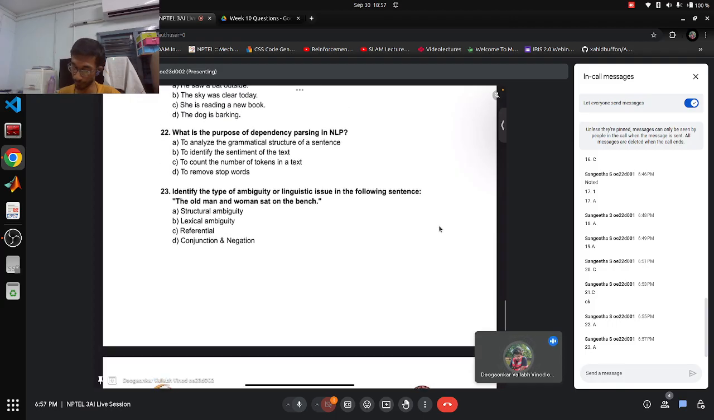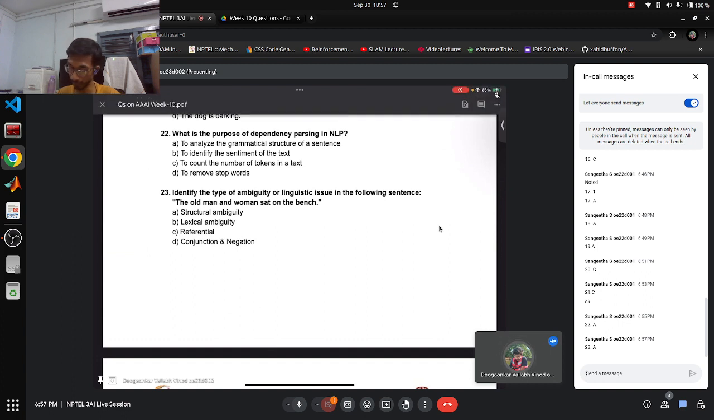Yes. So the answer for the 23rd question is also A, structural ambiguity, because in this sentence, "the old man and woman sat on the bench." In this case, it could mean that both the man and the woman are old and they are sitting on the bench. But since it is not explicitly mentioned that the woman is also old, it could mean that the woman is not old but the man is old. So this creates a structural ambiguity in the sense that the sentence could mean that both are old or only the man is old.